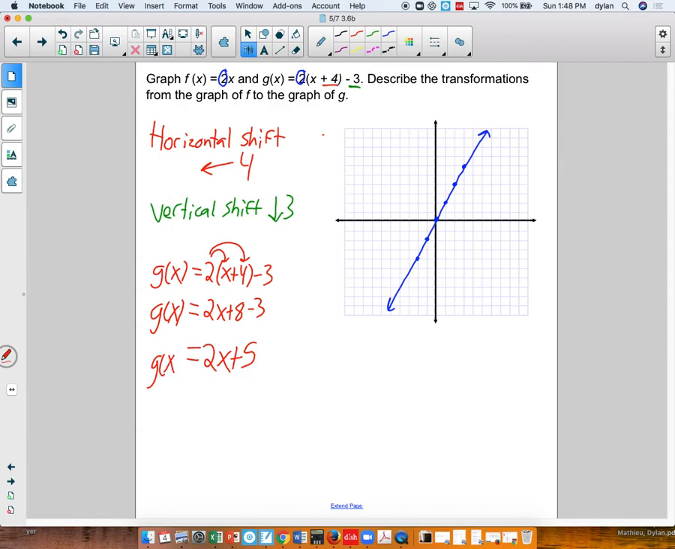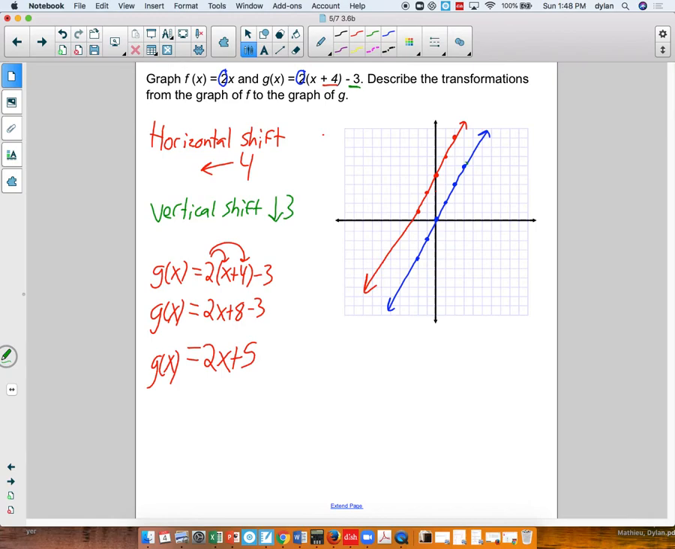So for g of x, we know we've got a y-intercept of 5. 1, 2, 3, 4, 5. And we're going up 2 over 1, up 2 over 1, up 2 over 1, down 2 over 1, down 2 over 1, and so on. And it makes sense that these lines are parallel because we had no vertical stretch or compression. We just shifted. But let's check if we're actually right. If I pick a point, I should be able to go down 3, left 4, and get to another point.